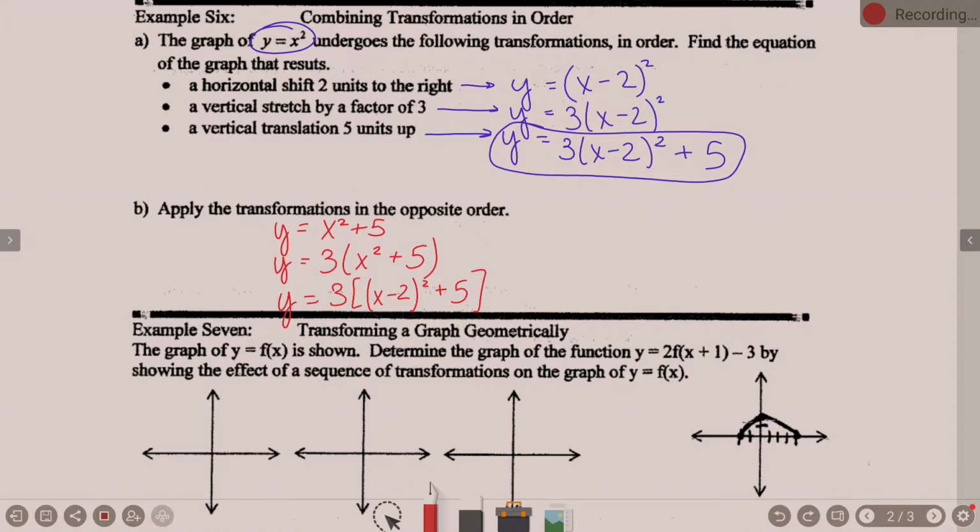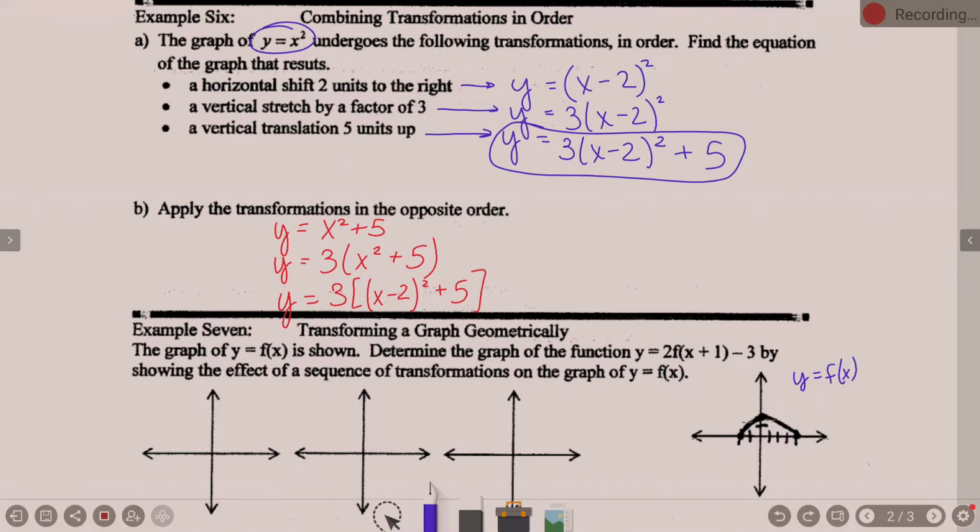I just looked at the time. I've got 4 minutes to talk about this bottom part. The graph of y equals f of x is shown. It's this weird little graph right here. Determine the graph of the function y equals 2 f of x plus 1 minus 3 by showing the effect of a sequence of transformations on the graph of y equals f of x. First of all, realize this graph right here is f of x. It doesn't have an equation or anything. That's just the graph right there.